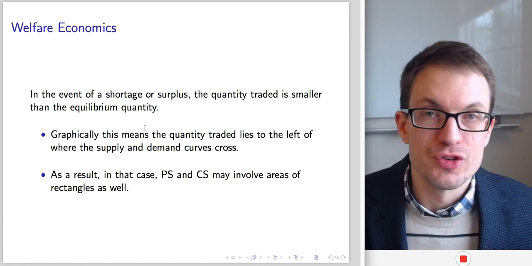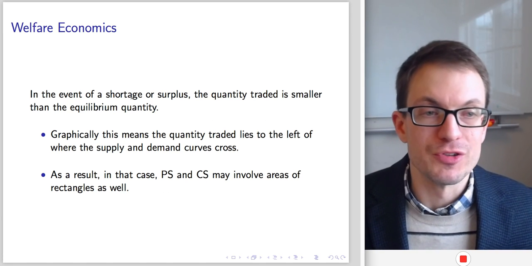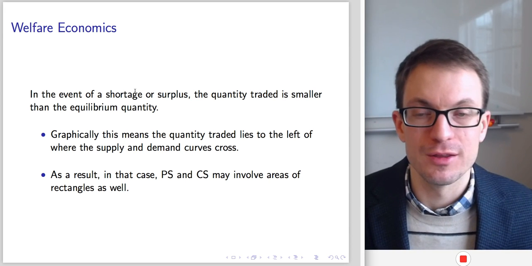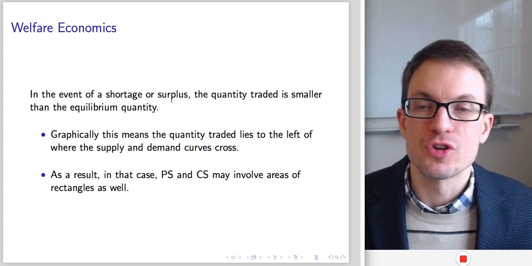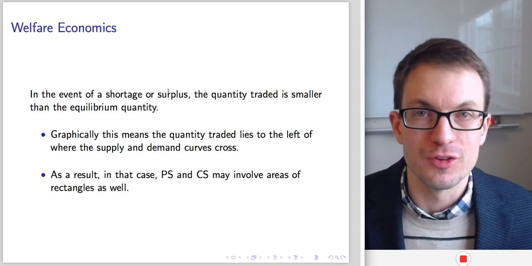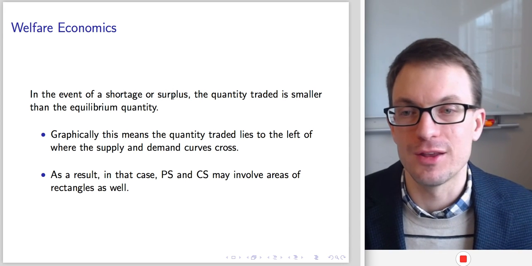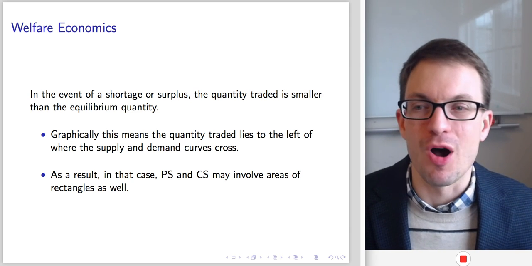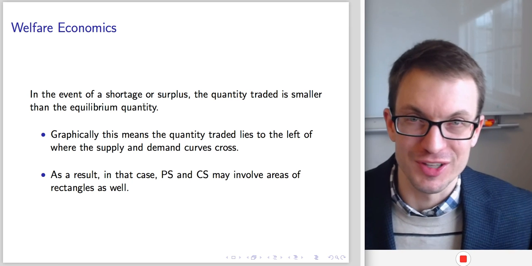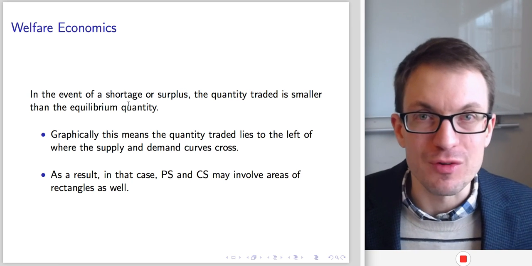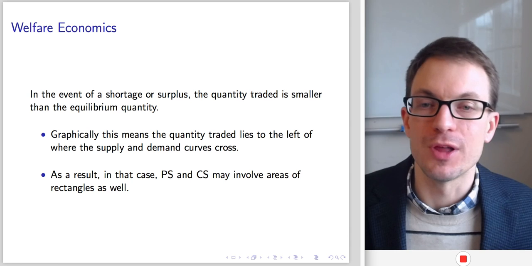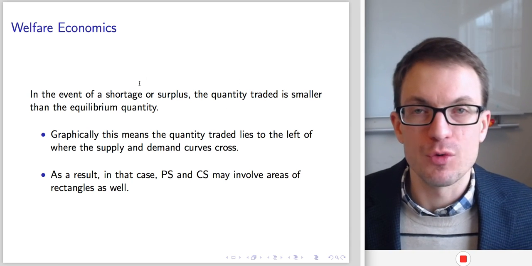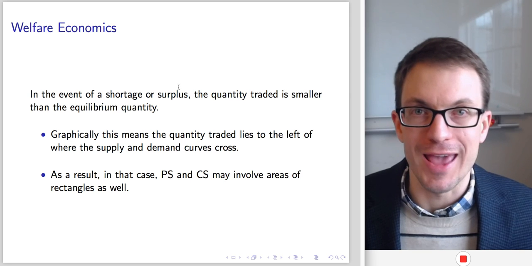What if we have a shortage or surplus? So a shortage, remember, is defined as a situation where quantity demanded is bigger than quantity supplied. And surplus is corresponding to the situation where quantity supplied is bigger than quantity demanded. In that case, the quantity traded is smaller than the equilibrium quantity. And actually, indeed, when you have a disequilibrium, when you have a shortage, when you have a surplus, the quantity traded is whichever is the smaller of quantity demanded or quantity supplied at that price.